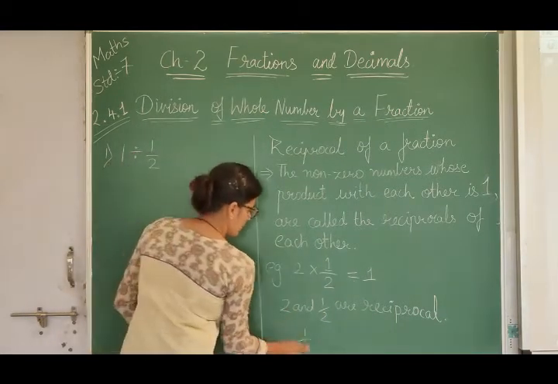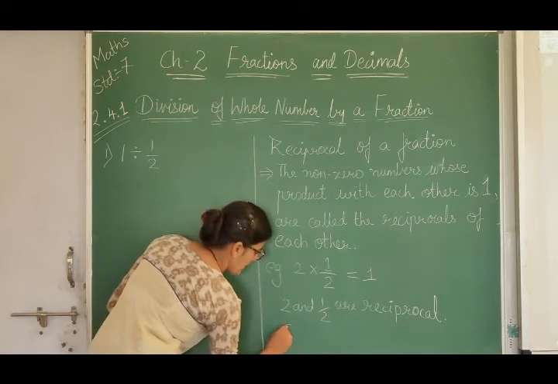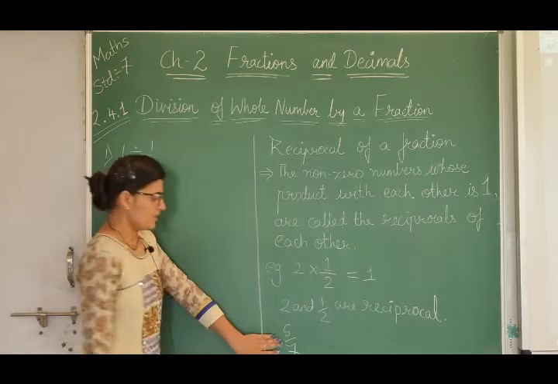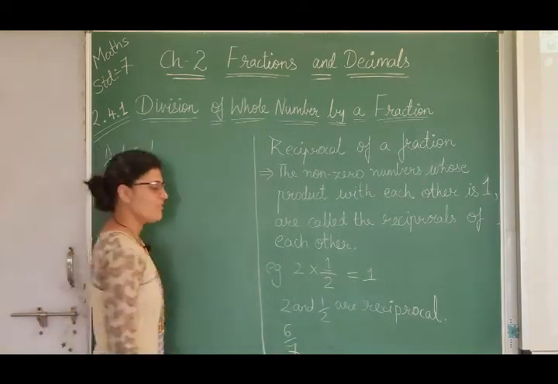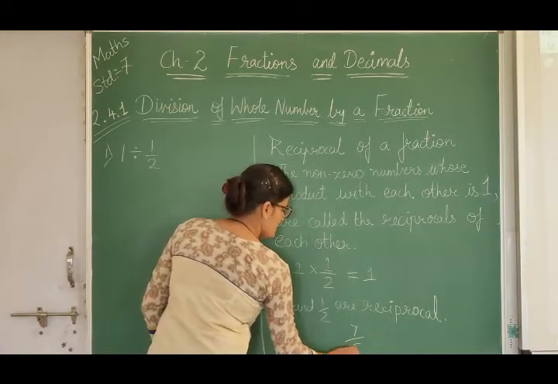Another example you can see, 6 by 7 is given. Then the reciprocal of 6 by 7 will be 7 by 6.